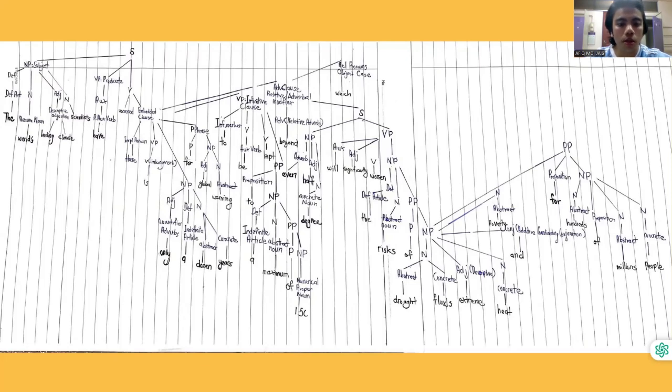So in conclusion, this tree diagram helps us to visualize the hierarchical structure of the sentence, breaking it into manageable parts. By analyzing sentences like this, we can better understand how language works and also improve our own writing. I hope you understand what I'm explaining. Thank you for listening, and I hope this presentation has been helpful.